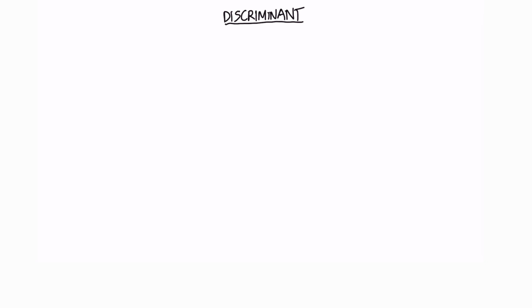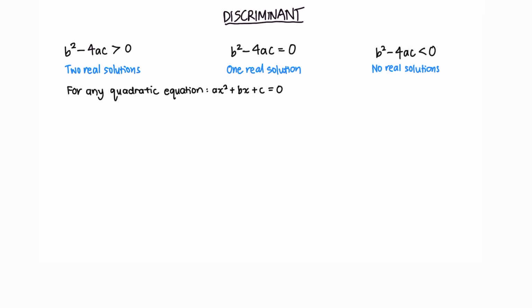Hello everyone, today we'll be doing the topic of discriminant. So the discriminant is equal to b squared minus 4ac. The discriminant applies for any quadratic equation in the form ax squared plus bx plus c equals 0.